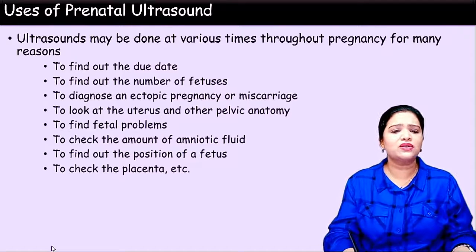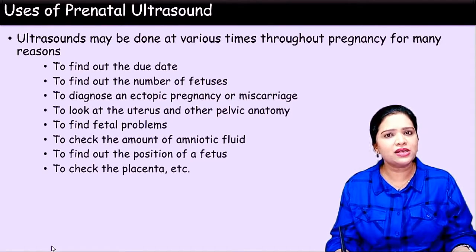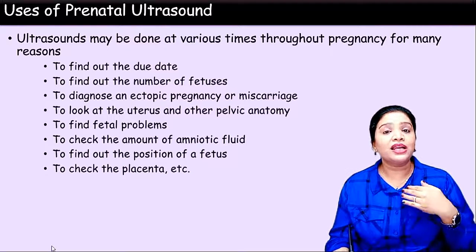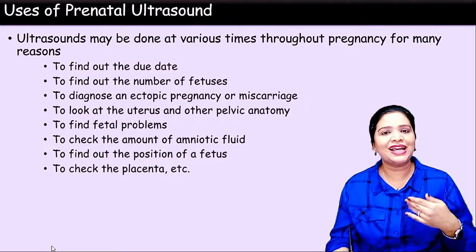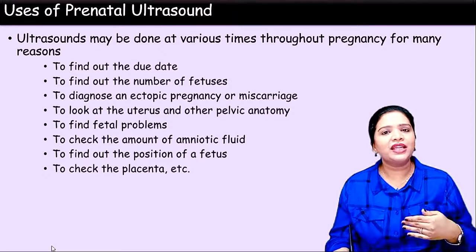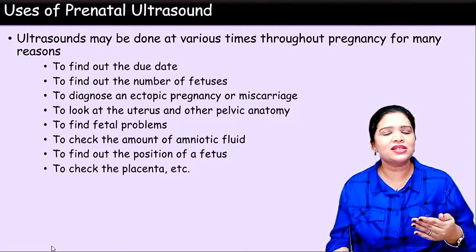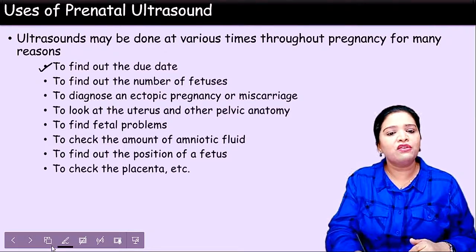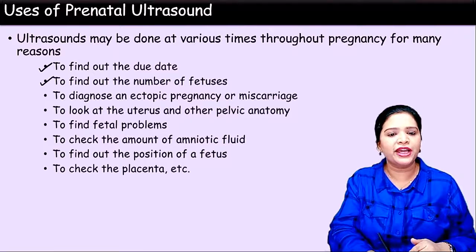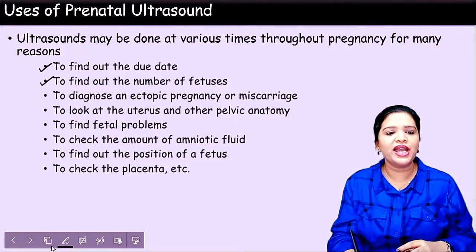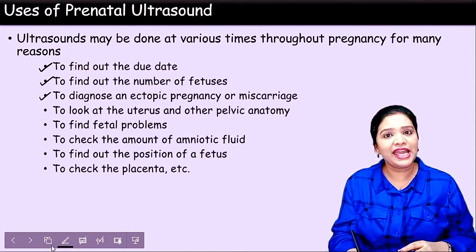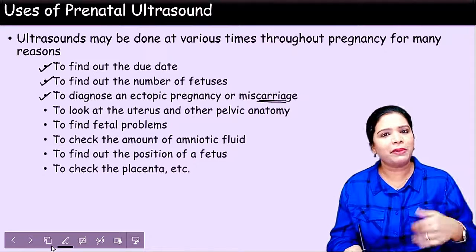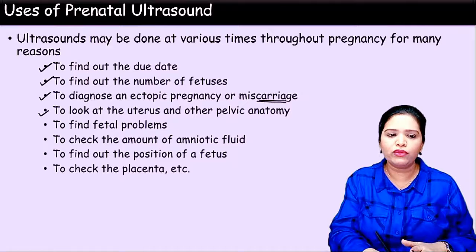So what are the uses of this ultrasound scanning? We do this ultrasound scanning in different stages of pregnancy, at the first trimester, second trimester, and third trimester. And the need for these stages also varies. For example, in the first trimester, we find out the due date of the baby, the number of fetuses, and diagnose if there is any ectopic pregnancy or miscarriage. In the later stages, the purpose varies. So let us see the overall uses.